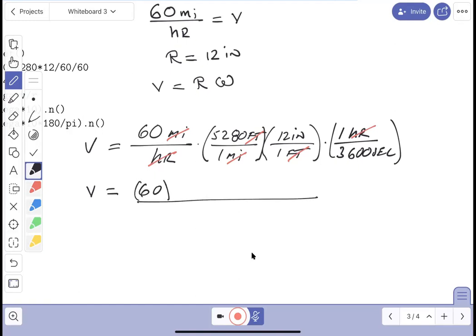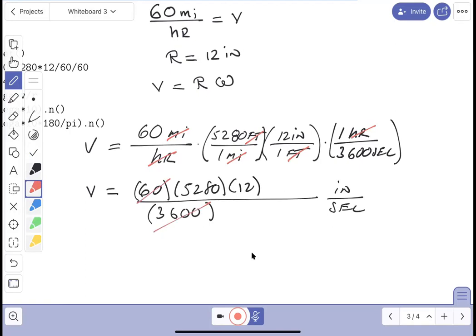So 60, 5280, 12. And what do you get in the bottom? 3,600. And what's the unit in this thing? Inches per second. All right, let me see if I can do that. Oh, geez. Let's see, 60 goes into 60 once, right? And it goes into 3,600 60 times.